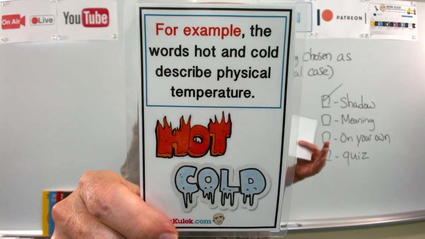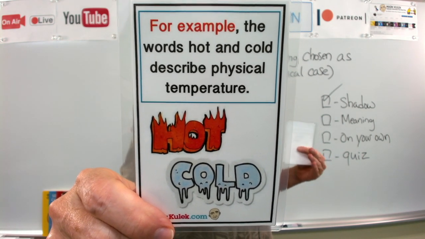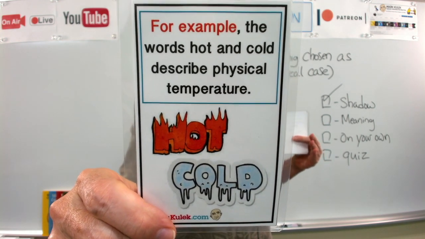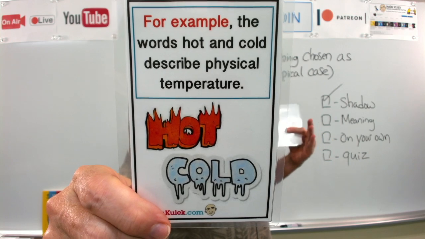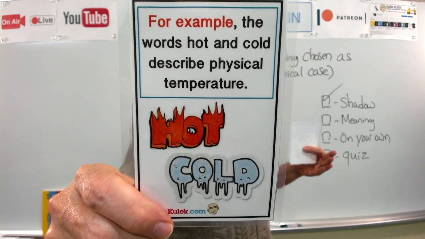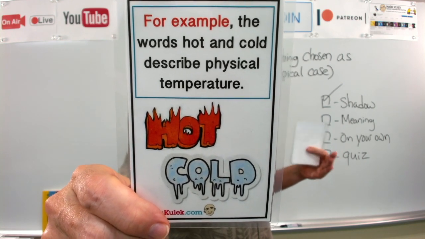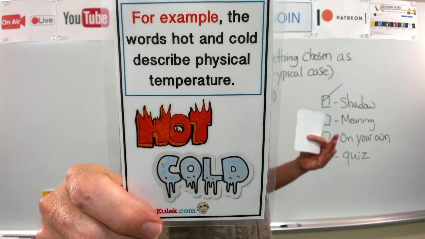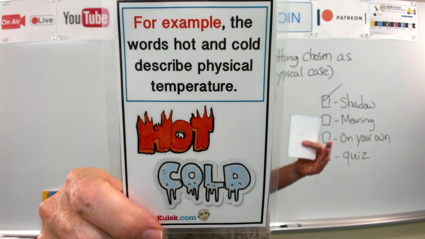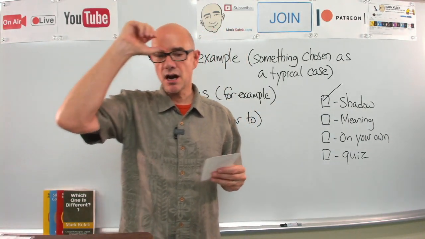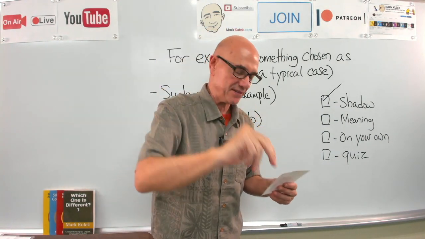So we can actually feel hot. We can actually feel cold. We can actually touch something hot and know it's hot. We can actually touch something cold and it's actually cold. So, for example, the words hot and cold describe physical temperature. Okay, here we go. Number 7.